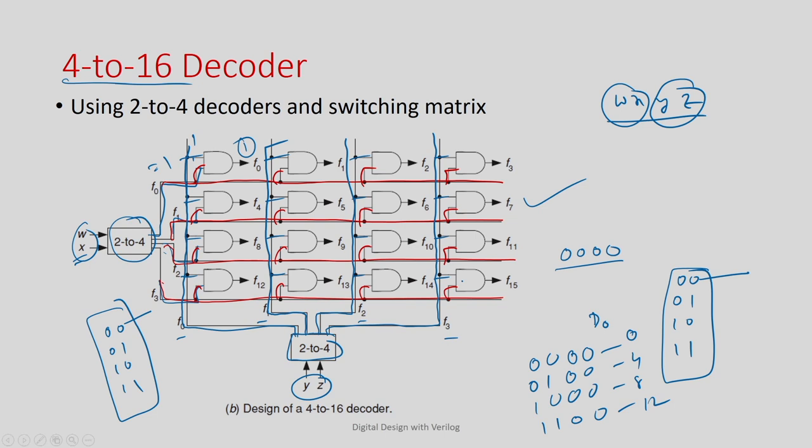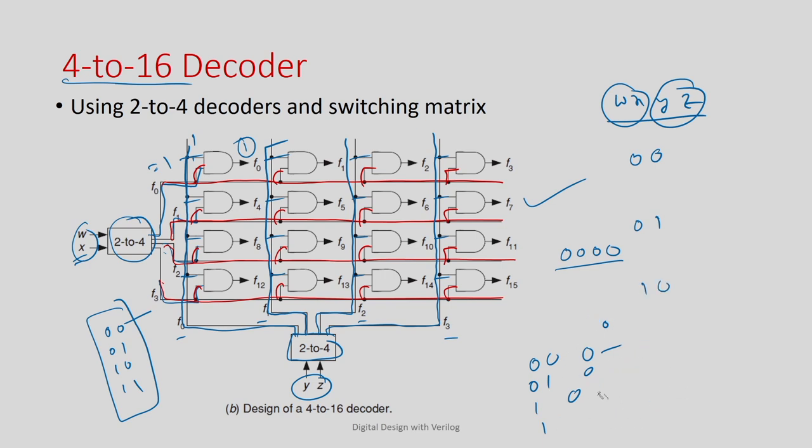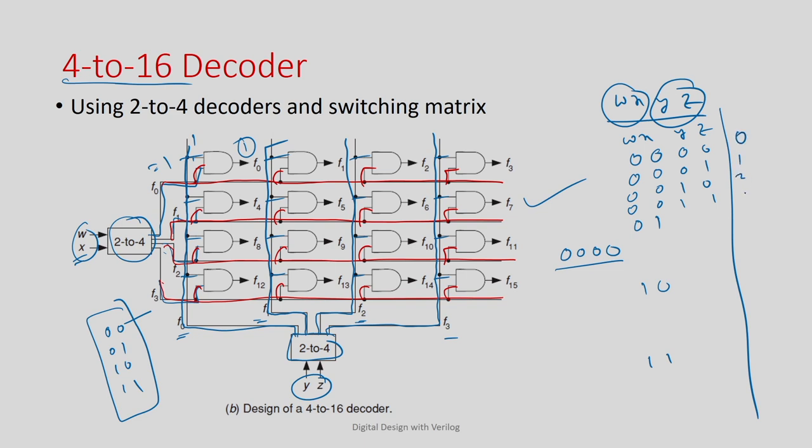So with this, effectively the first row corresponding to WX is always 00. In the second row, WX will always be 01, in the third row WX will always be 10, and in the fourth row WX will always be 11. So this is the WX value. In the first row, since I am connecting F0, F1, F2 and F3 to each column, I will effectively create 4 combinations of YZ: 00, 01, 10, 11, and in all these cases WX will be 00. So effectively I am creating 0, 1, 2, 3.